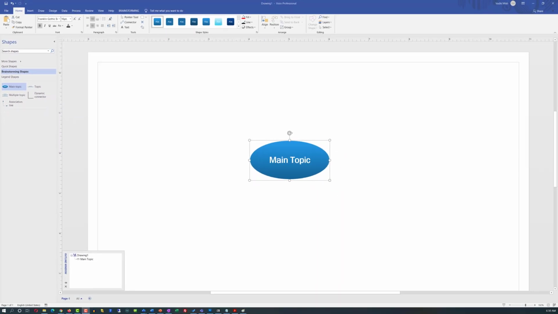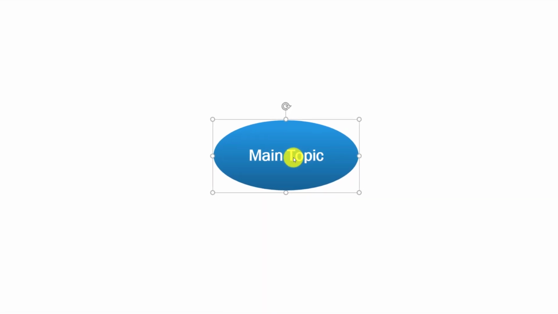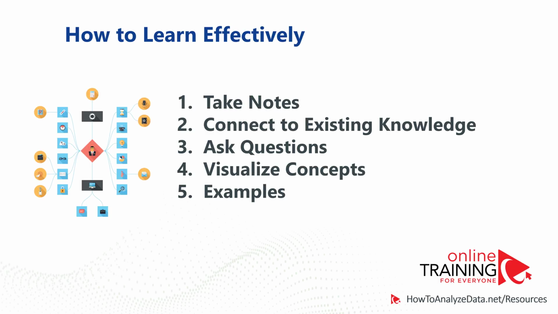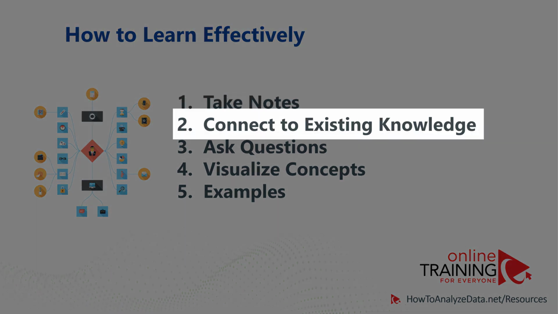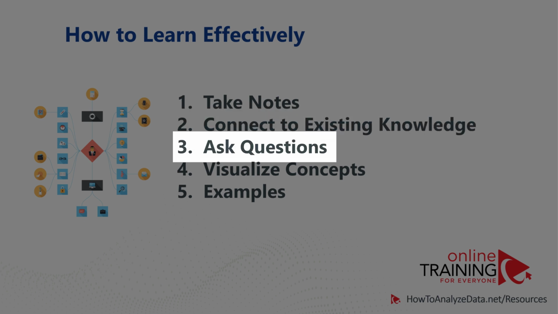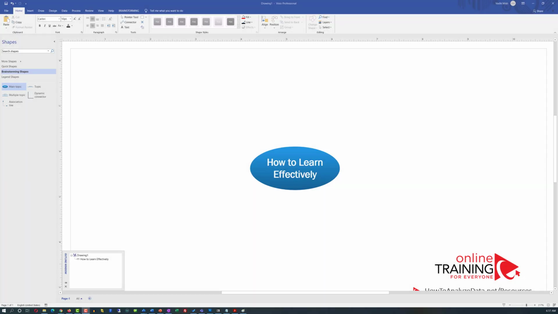Let's say that my main topic I'm trying to brainstorm is how to learn effectively. To capture it in the main topic bubble, I need to double-click on the bubble and type in the name. Let's assume that there are five main concepts we're trying to adapt for effective learning: taking notes, connecting new concepts to existing knowledge, asking questions if something is not clear, visualizing concepts, and reviewing the examples. Let's represent these five concepts on the diagram.